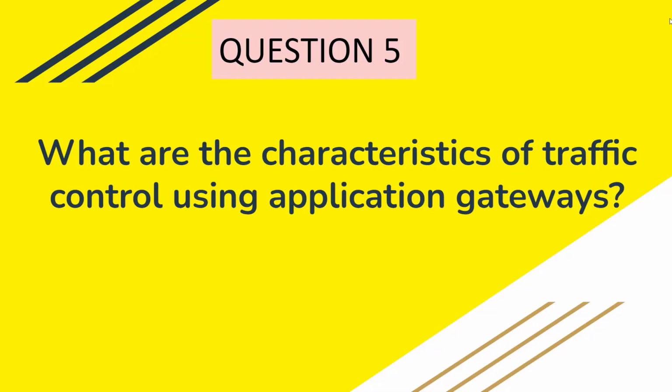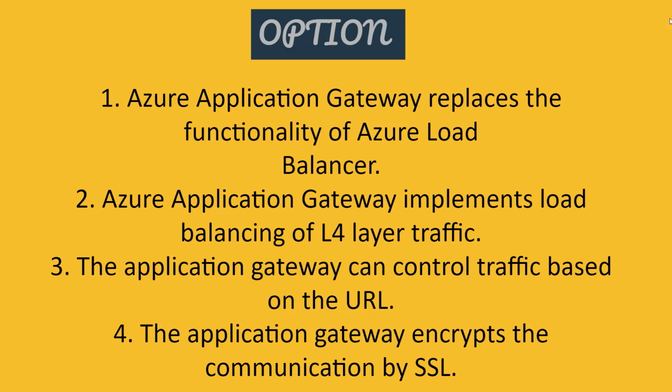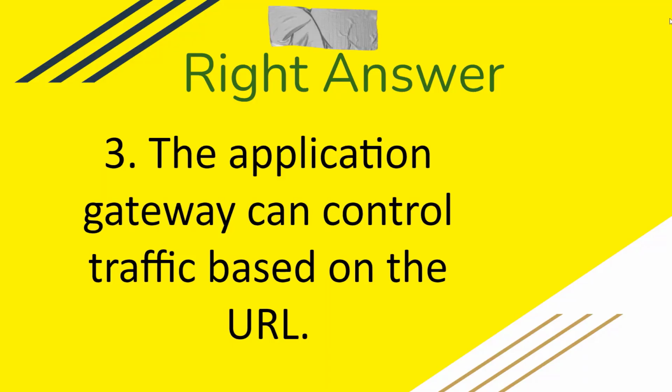Question 5. What are the characteristics of traffic control using application gateways? Option 1. Azure Application Gateway replaces the functionality of Azure Load Balancer. 2. Azure Application Gateway implements load balancing of L4 layer traffic. 3. The Application Gateway can control traffic based on the URL. 4. The Application Gateway encrypts the communication by SSL. Right answer is 3. The Application Gateway can control traffic based on the URL.